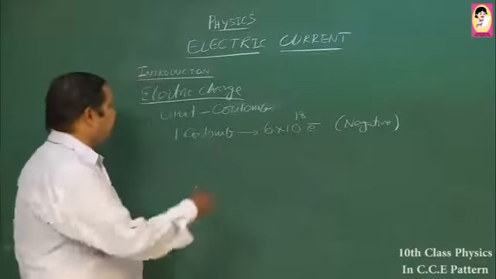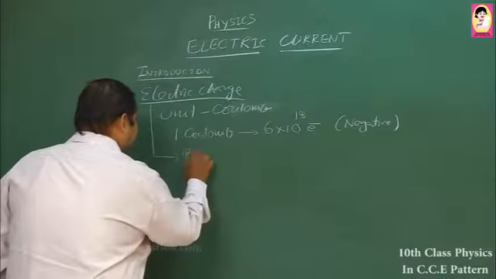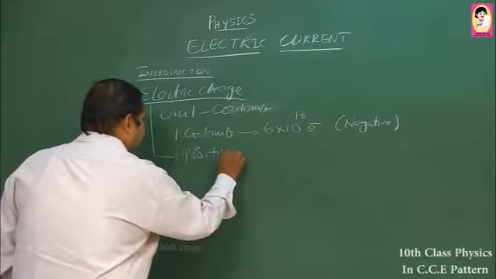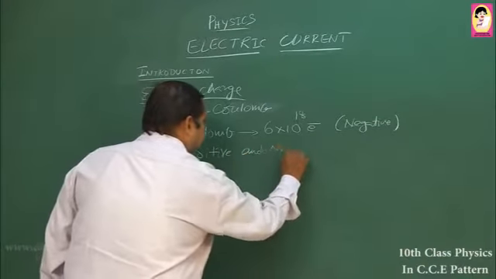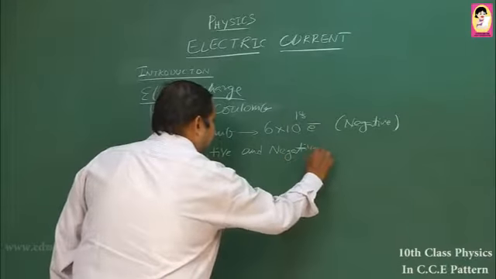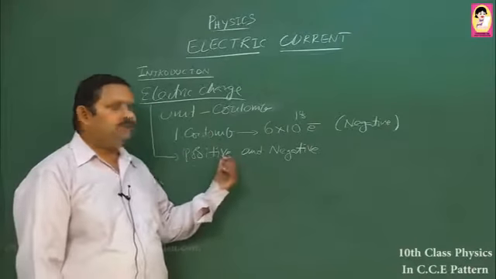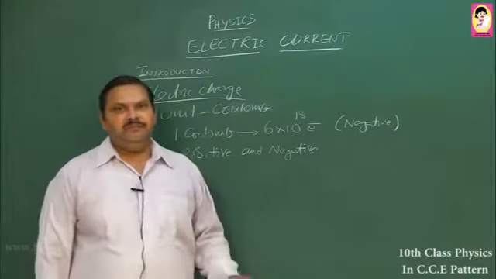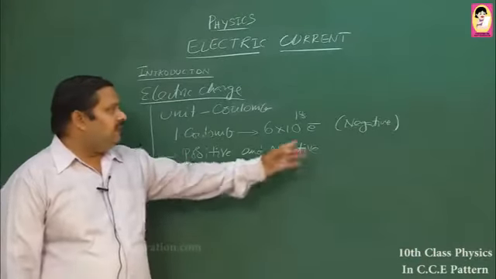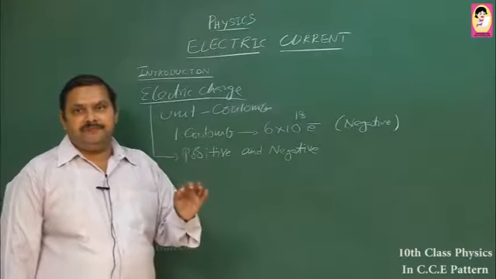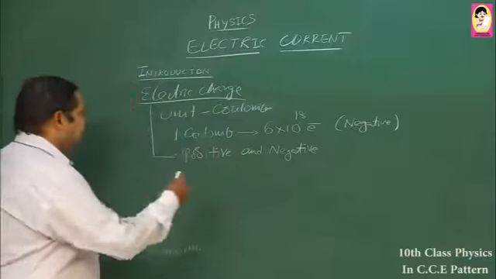And we have 2 types of charges: positive and negative. There are 2 types of electric charges, one is positive and the other is negative. As we discussed already, electrons have a negative charge, protons have a positive charge. Let us come to the next part.